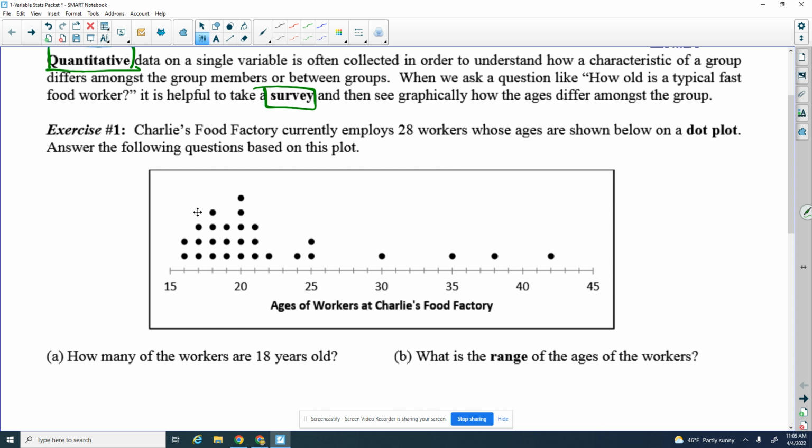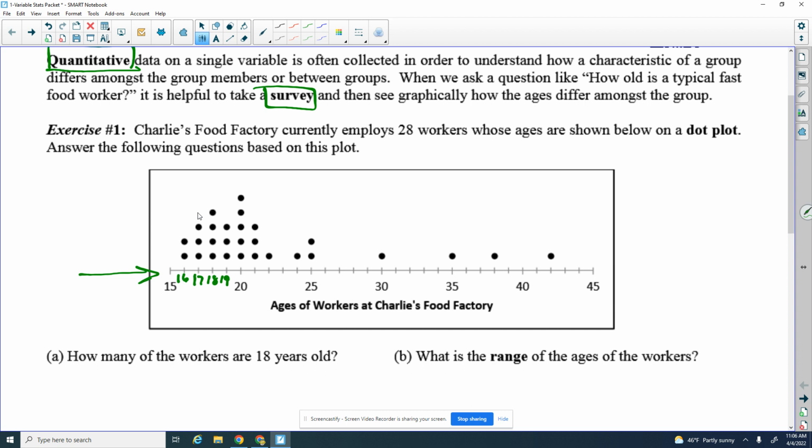This is called a dot plot because the data is represented with dots. So it says Charlie's Food Factory currently employs 28 workers whose ages are shown on a dot plot. So if you counted, there are 28 dots there. So looking at this is like our x-axis, our number line. Those are all the ages of the workers in his factory. And we have 15, 20, 25, 30, etc. And the little dashes in between represent one number each.